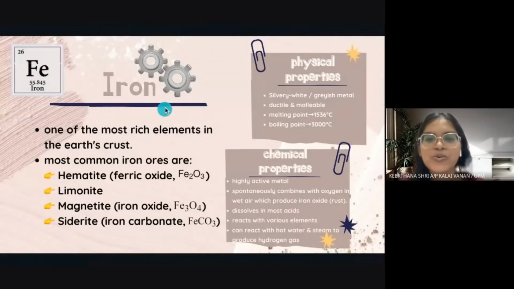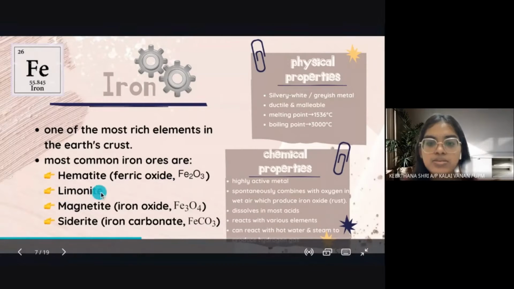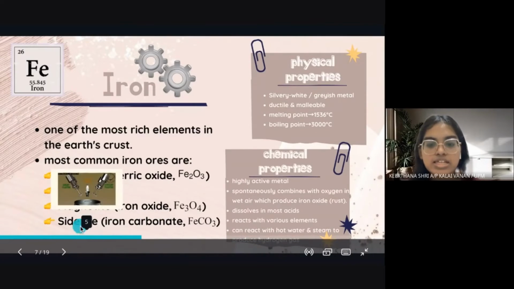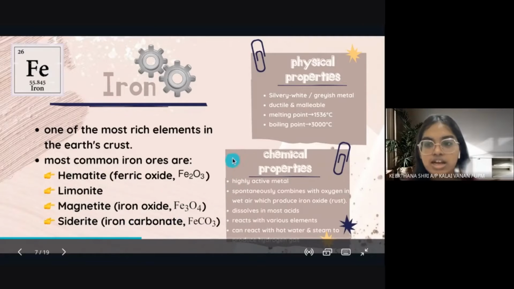So before we know which engine is better, cast iron or aluminium, we should know what iron is. Iron is one of the most abundant elements in the earth's crust. The most common iron ores are hematite, which is known as ferric oxide, limonite, magnetite, which is known as iron oxide, and siderite, which is known as iron carbonate.